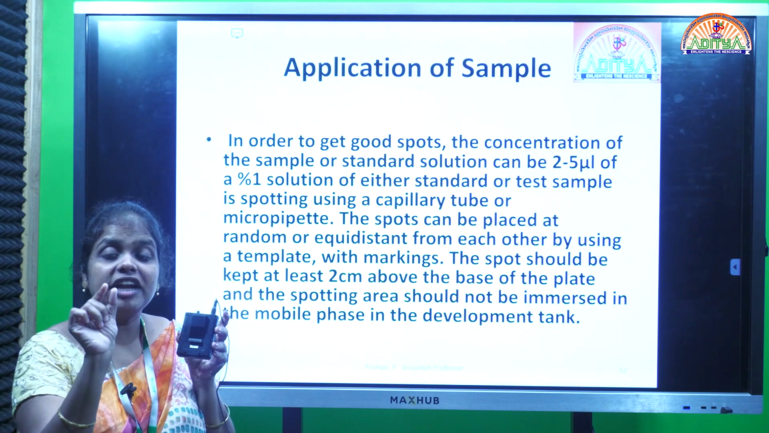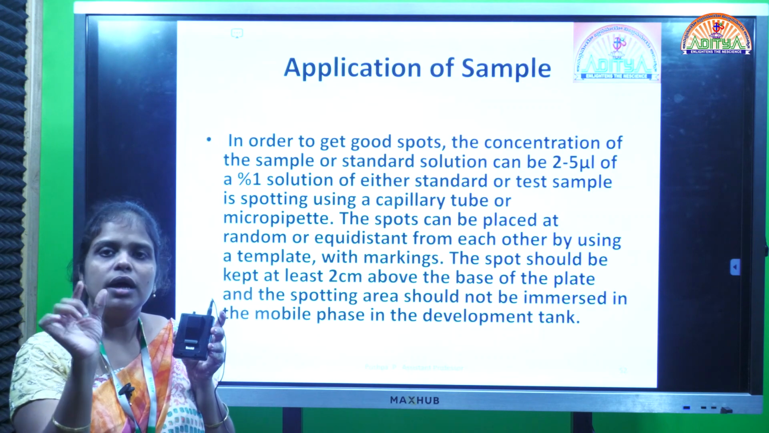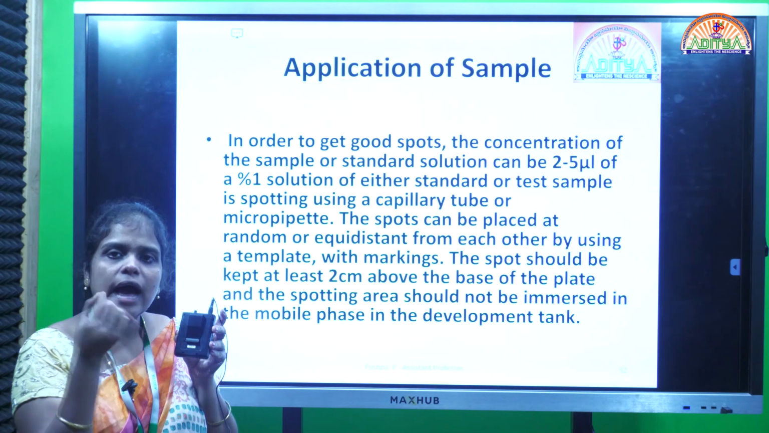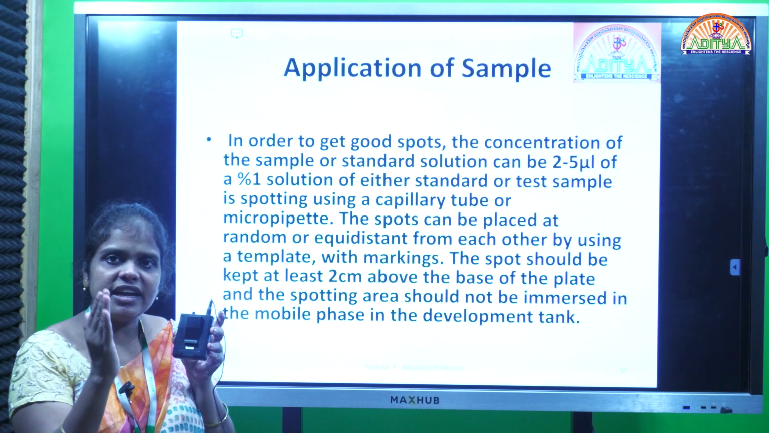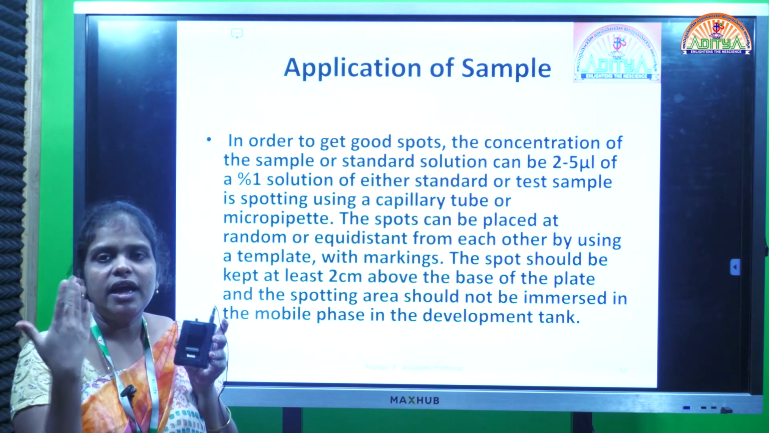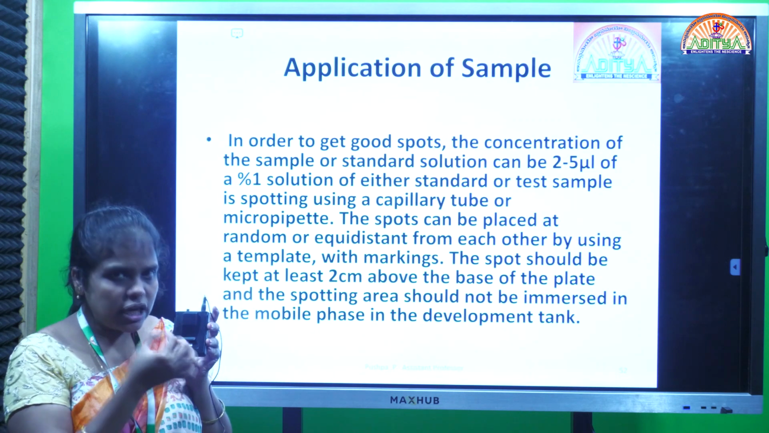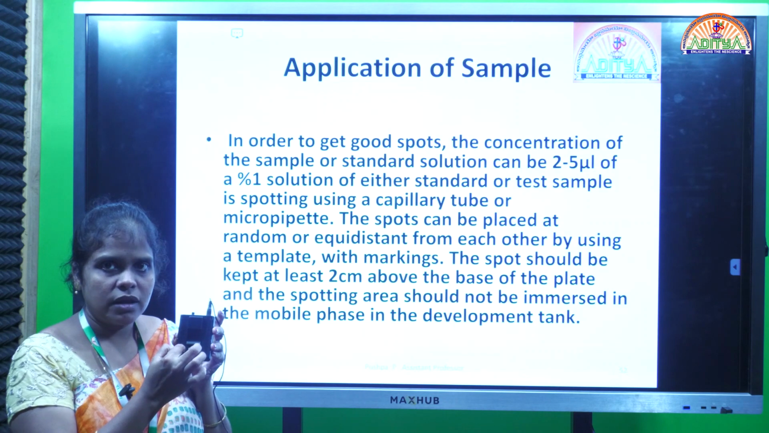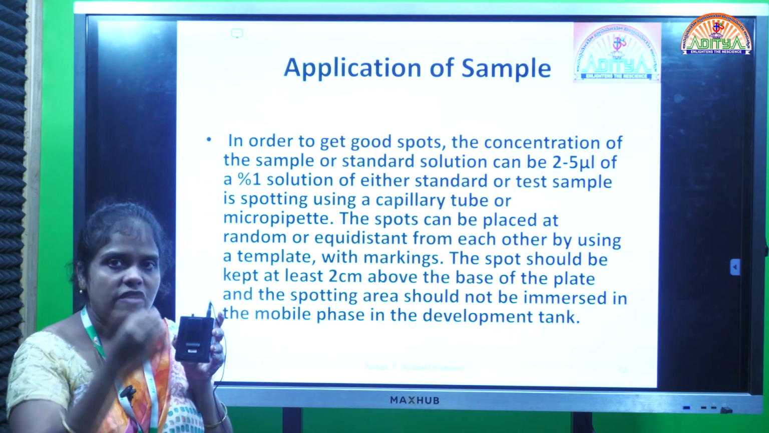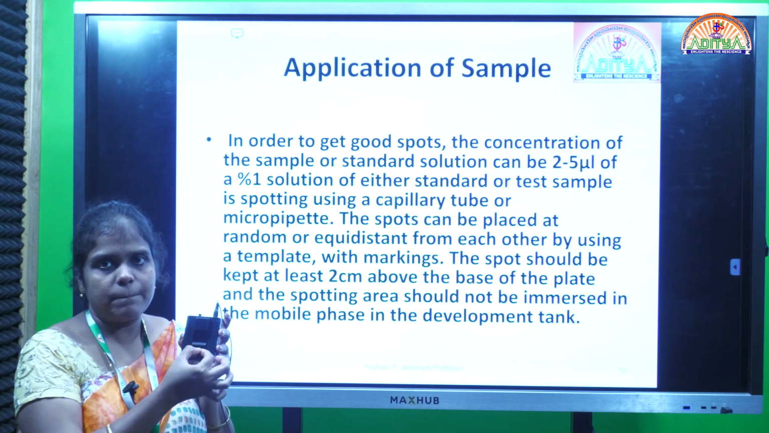You have to maintain a 0.5 centimeter gap, because whenever the samples are eluted, if you apply them very near to each other, there will be co-elution, or mixing of the elution. That's why, if you keep one spot here, you have to give 0.5 centimeters distance for application of the second sample spot.